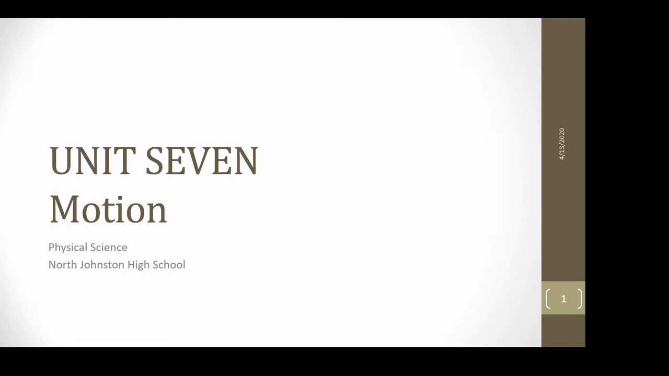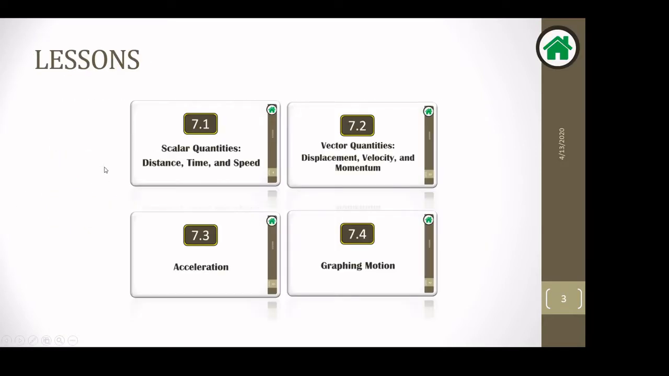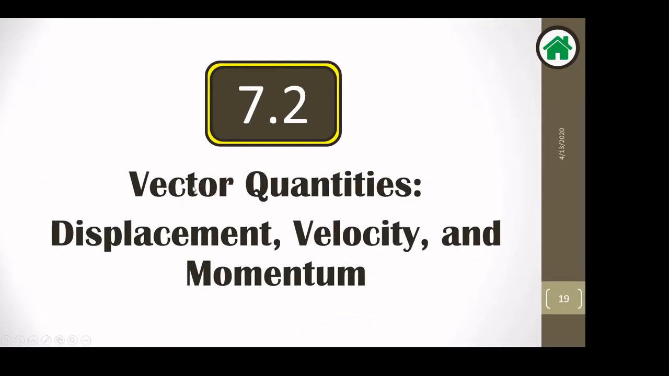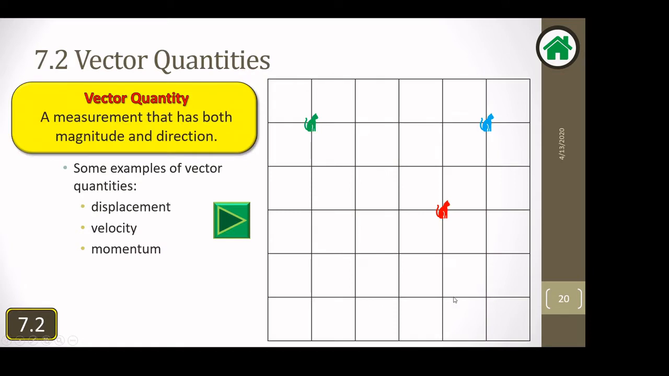Welcome back to Unit 7, which is all about motion. Yesterday we covered Lesson 7.1, Scalar Quantities. Today we're going to move into Lesson 7.2. This lesson is called Vector Quantities, Displacement, Velocity, and Momentum. It might help you to go back and review what we talked about yesterday in Lesson 1. I'll be referring to some of those things today as we go through Lesson 7.2.